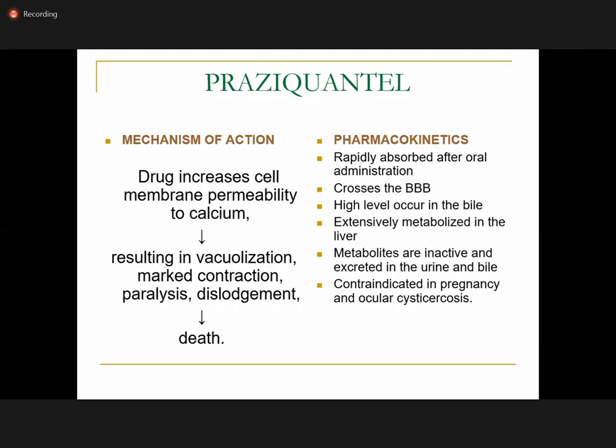So if we use praziquantel, it will kill the larva and break down the cyst. When the cyst is ruptured, chemical mediators are released and cause a chemical reaction. So it may cause blindness. That is why praziquantel is contraindicated in ocular cysticercosis.